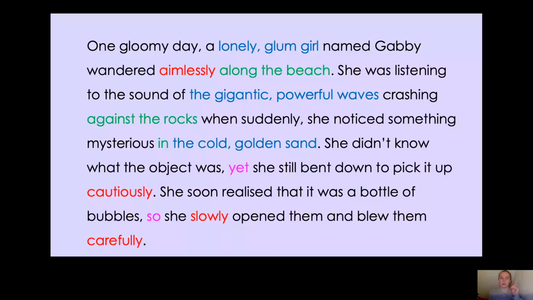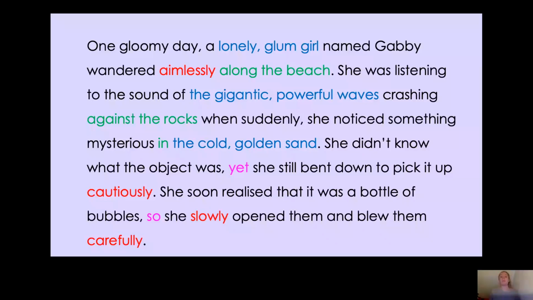Now I've got who it is and I've got when. Now, what do I need next? Yes, that's right. I've got my verb to say what she was doing. So she wandered. Then after my verb, I'm going to say how she wandered. So I've chosen aimlessly. Gabby wandered aimlessly. Gabby wandered leisurely. Gabby wandered slowly. Okay, all of these possibilities. And then along the beach.